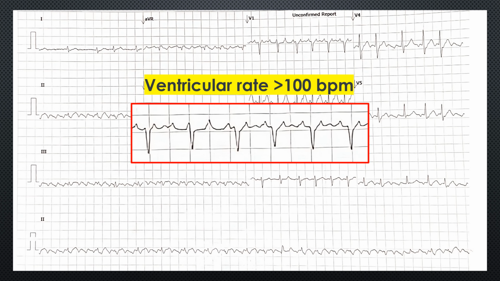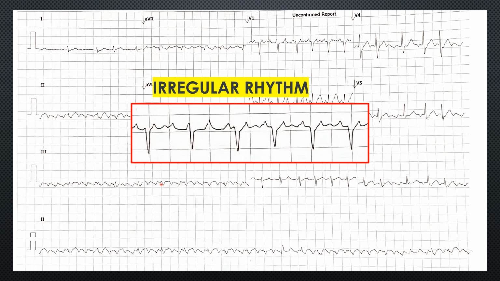Now we can see that the ventricles are firing very fast, but there is another thing that is going on, and that is it is an irregular rhythm. We can clearly see the QRS complexes. There is a difference between the rate of the firing of these ventricles. Now this is an irregular fast rhythm. The differentials for these can be many. Now we have to identify the other features to reach the diagnosis.